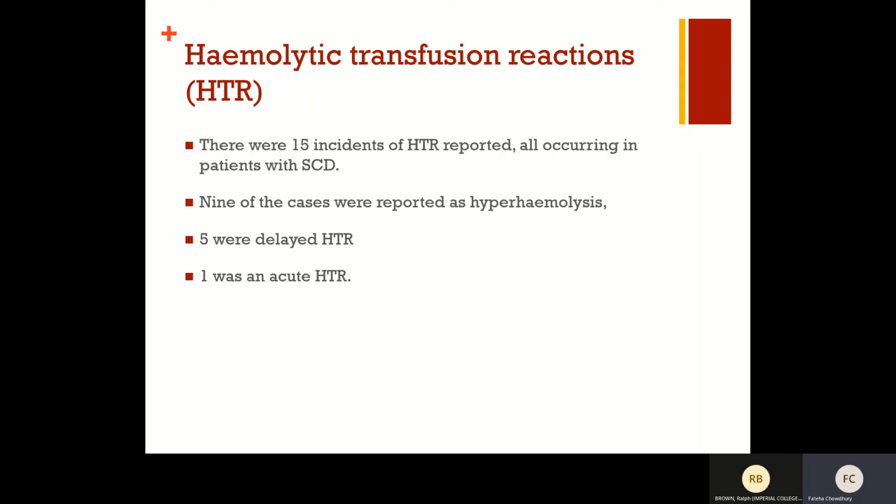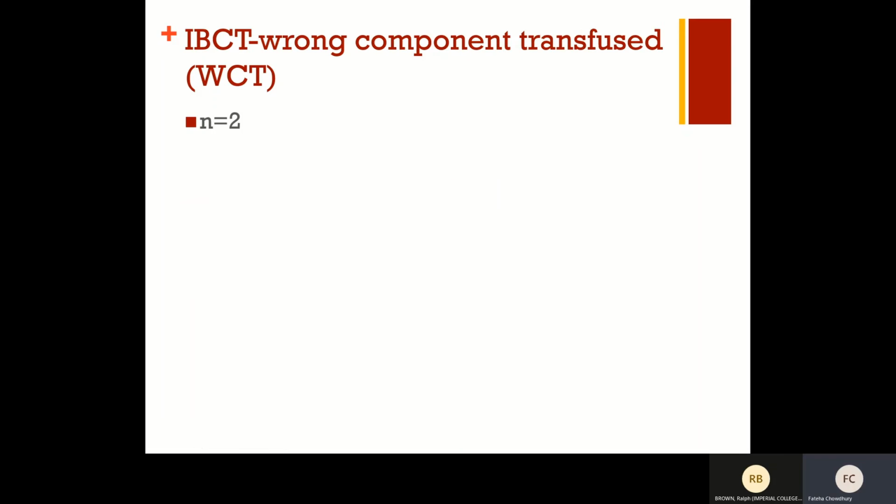For hemolytic transfusion reactions, there were 15 instances, all occurring in sickle cell patients. 9 of these were reported as hyperhaemolysis, 5 were delayed hemolytic transfusion reaction, and 1 was an acute hemolytic transfusion reaction. For incorrect blood component, wrong component transfused, there were 2 reports.